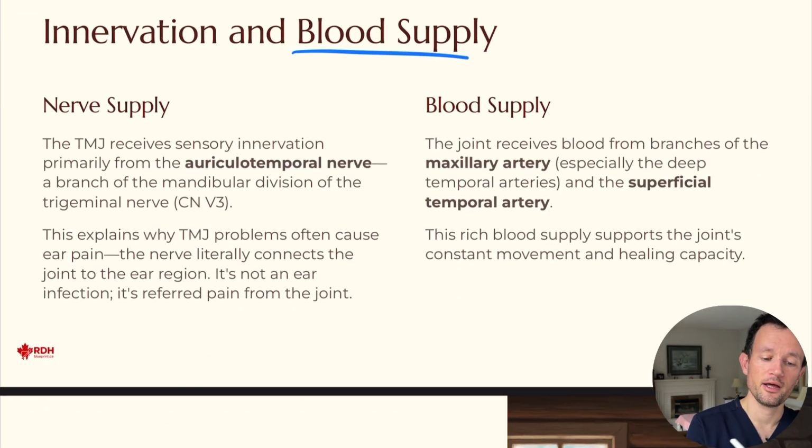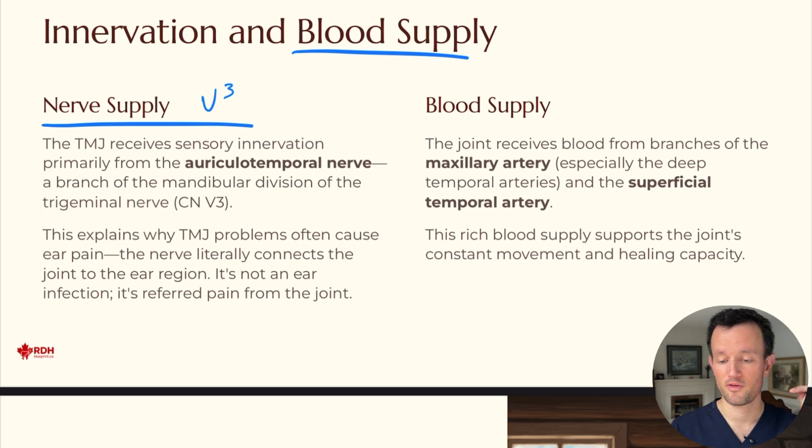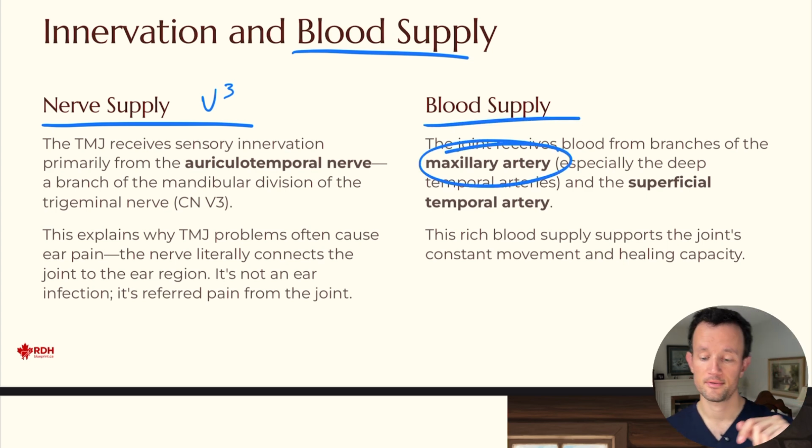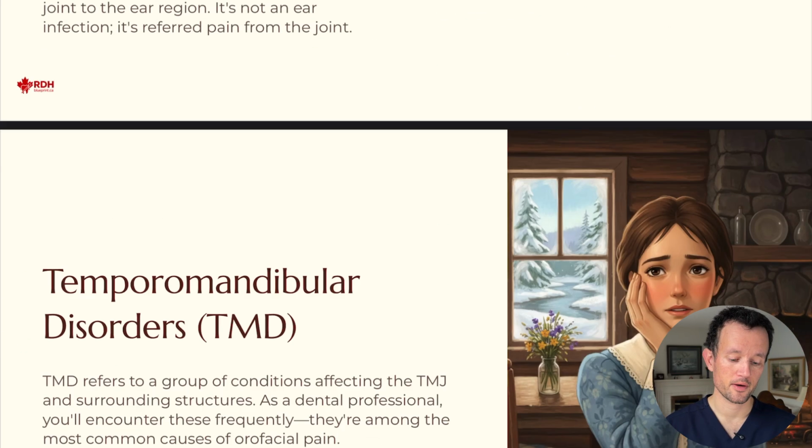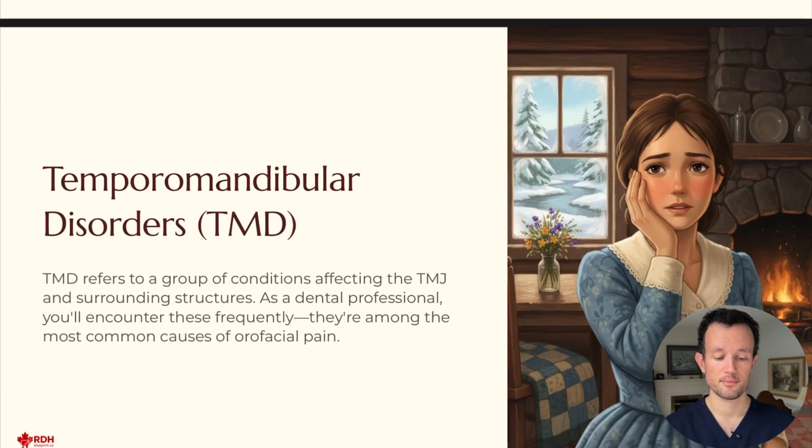Innervation and blood supply. Innervation is coming from cranial nerve 5-3 for all muscles of mastication, and blood supply is coming from the maxillary artery. I didn't go into all the arteries and veins of the face. I thought it was too much to know. If you want to learn it, you can. I took my chances. It wouldn't be on the board exam, and I couldn't be bothered to learn it. And there's a superficial temporal artery that helps supply blood as well to the TMJ.